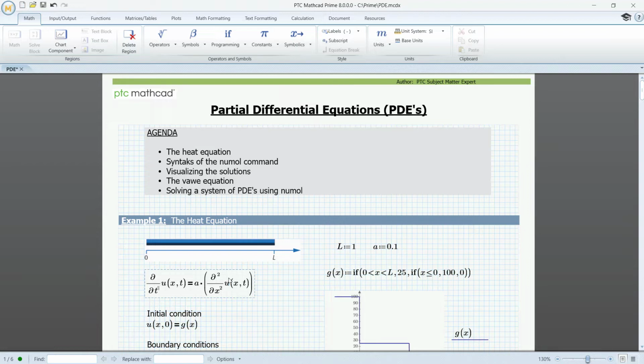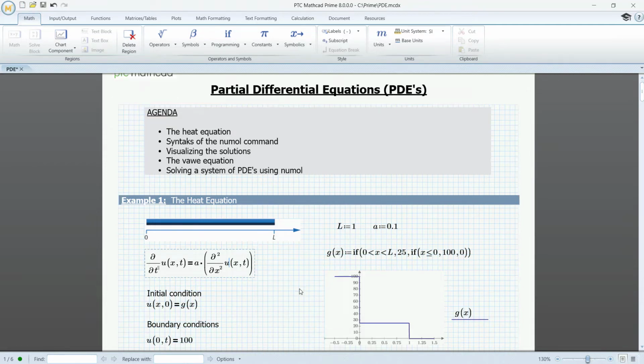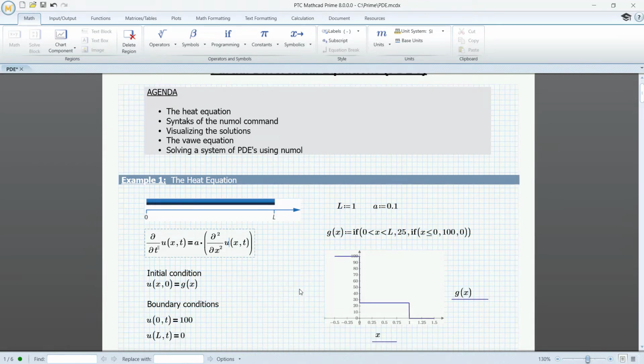Suppose that the rod has a length L in meters, here set to 1 meter, and we impose an x-axis along the rod as illustrated. Here to the right, we have the temperature distribution function g of x. It's defined to be 100 degrees at the left end of the rod. The rod has a temperature of 25 degrees in the middle and 0 degrees at the right end of the rod. This function g of x is called the initial condition.